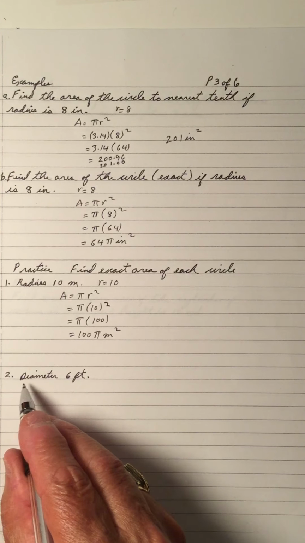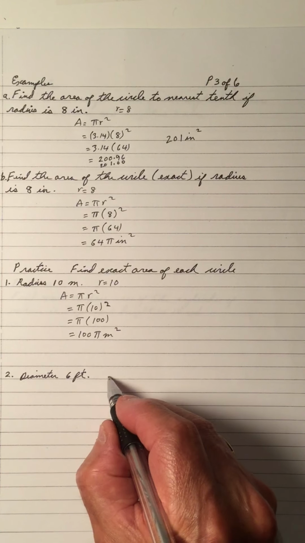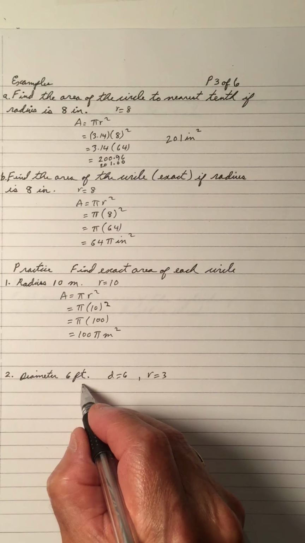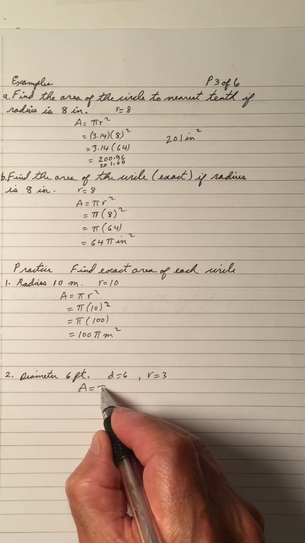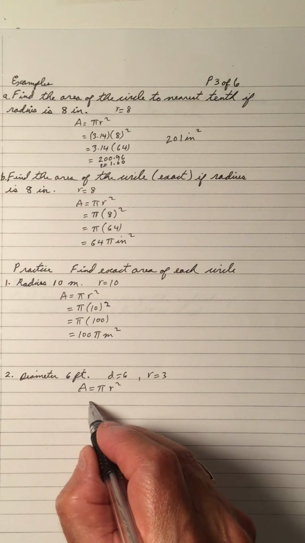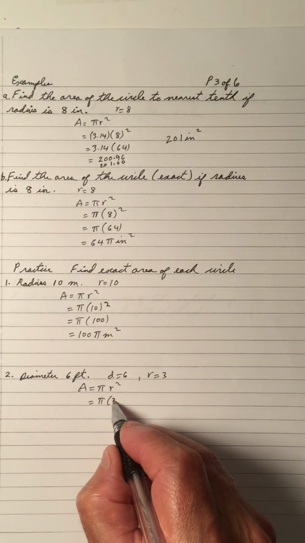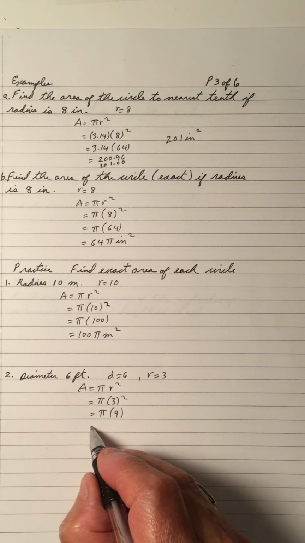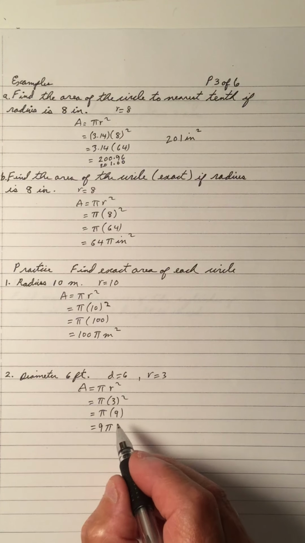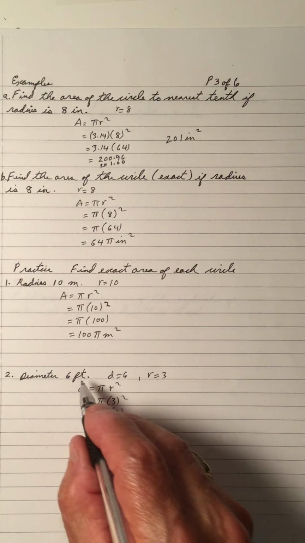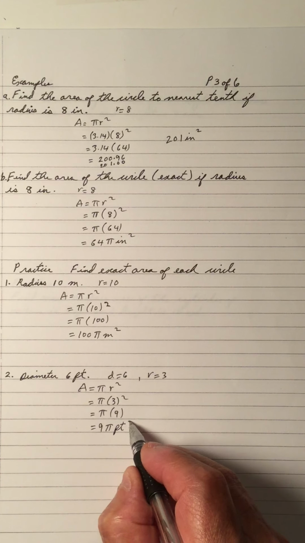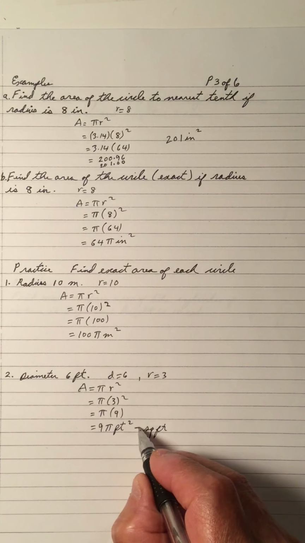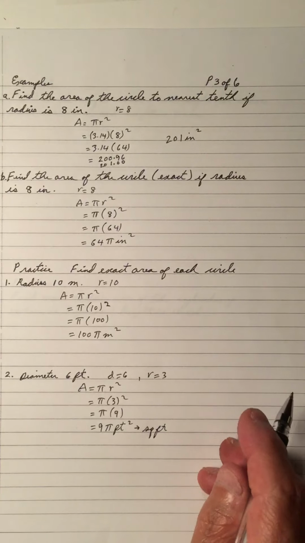Number 2, what if we have a circle and the diameter is 6? So the diameter is 6, which means the radius is 3. And we want the exact area, so the area is pi r squared. And the radius is 3 being squared. 3 squared is 9. So that gives me 9 pi as an exact answer. And the unit is feet, so it's feet squared or square feet, your choice.